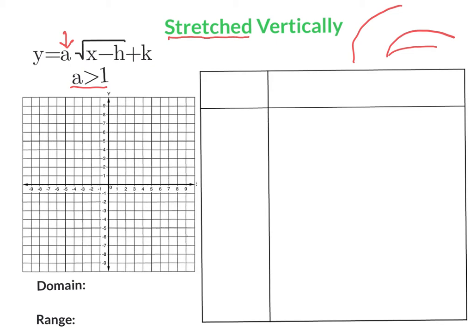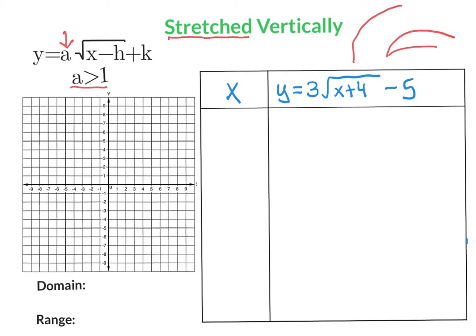So here is an example. y equals 3 times the square root of x plus 4, minus 5. We're going to pick x values, plug them into our function, and get our y values. Now, you can plug in whatever numbers you want, but we do have to be strategic about which numbers we pick.